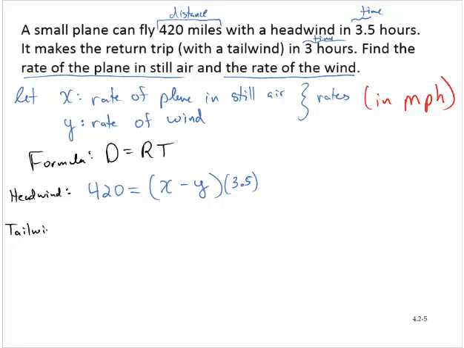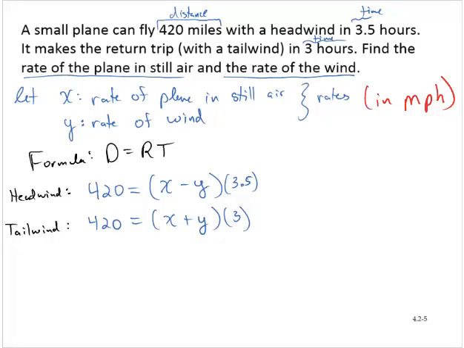With the tailwind, the distance is the same. It makes a return trip. The distance is the same. But since there's a tailwind, remember the tailwind helps the plane. And so that would then be x plus y as the total rate, and they can make the return trip in 3 hours. So here is a system of equations that we can use.